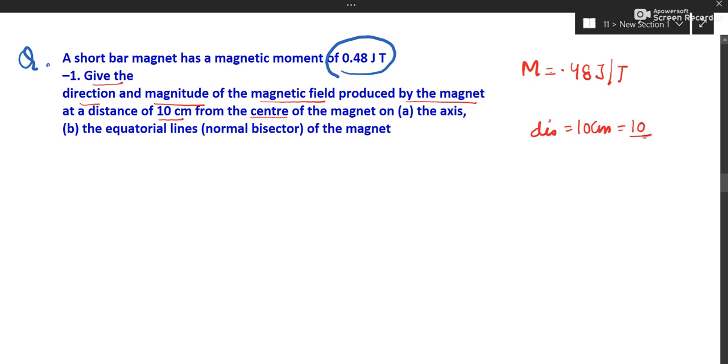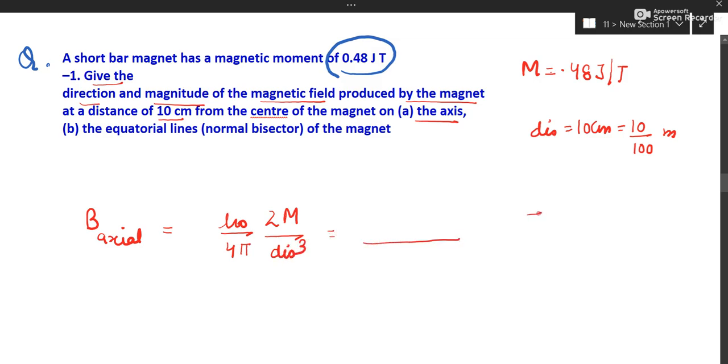You can convert it into meters. On the axis. So see, we'll have to find out the magnetic field at the axial point. So again, it is a formula based numerical, but you should remember the formula. Mu naught by 4 pi, 2m by distance cube. So just substitute the values and you can get the answer in Tesla. So this is the magnetic field at the axial point.